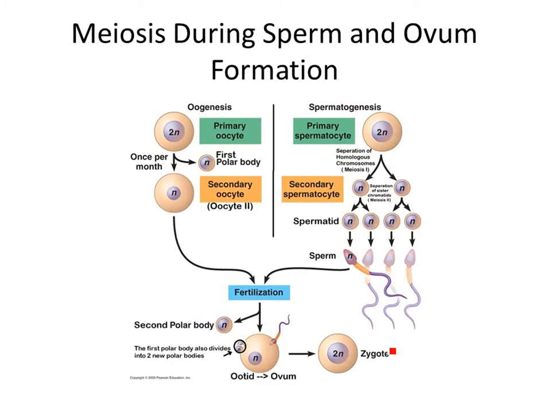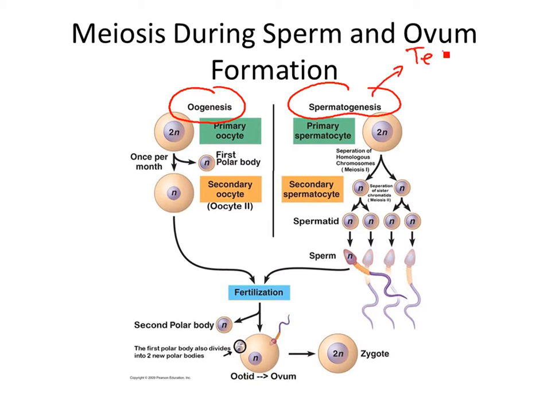Where does this occur in males and females? Now, the male process of meiosis is referred to as spermatogenesis, and the female process is referred to as oogenesis.